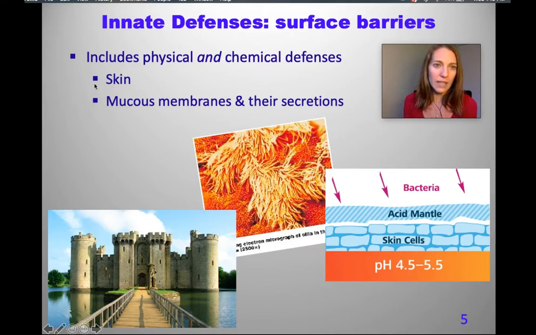So in addition to skin, and skin is arguably one of the most important parts of our immune system, I think that case could be made. You can certainly also appreciate that in the cases of severe burns, infection is of great risk. Mucous membranes, as well as their secretions. So these are cilia in our trachea that you're seeing here.